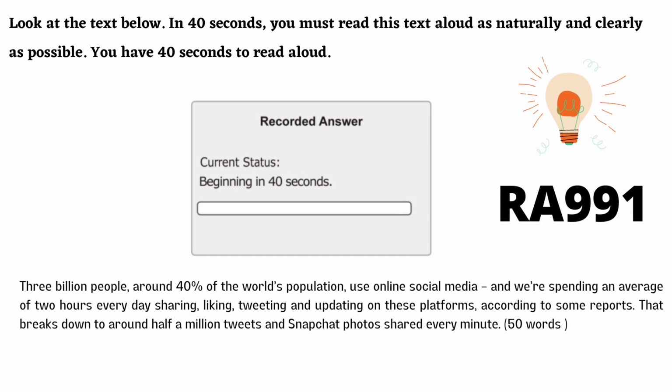3 billion people, around 40% of the world's population, use online social media, and we're spending an average of 2 hours every day sharing, liking, tweeting and updating on these platforms, according to some reports. That breaks down to around 500,000 tweets and Snapchat photos shared every minute.